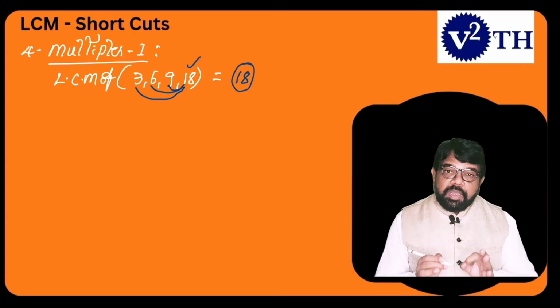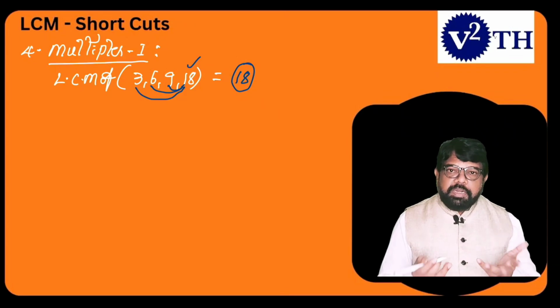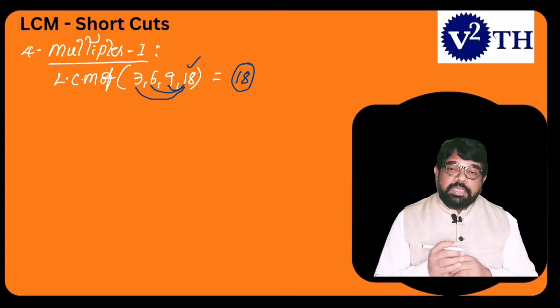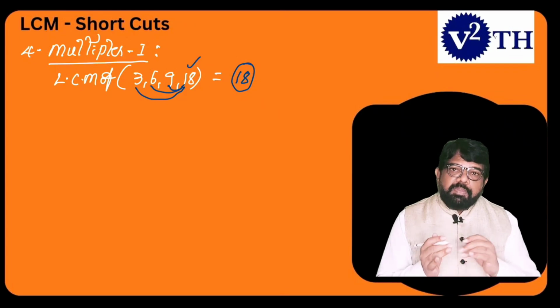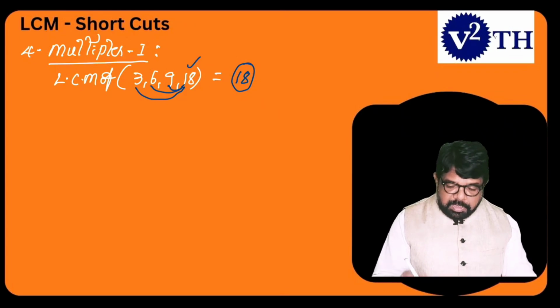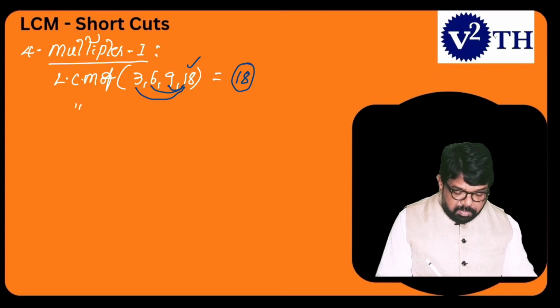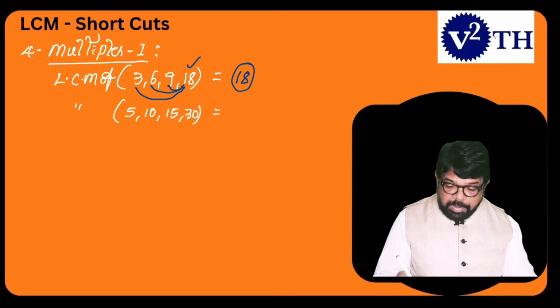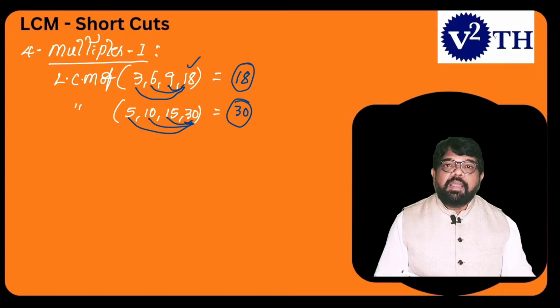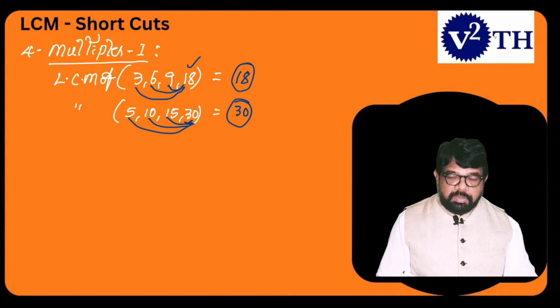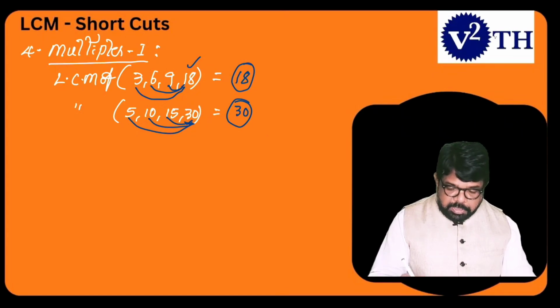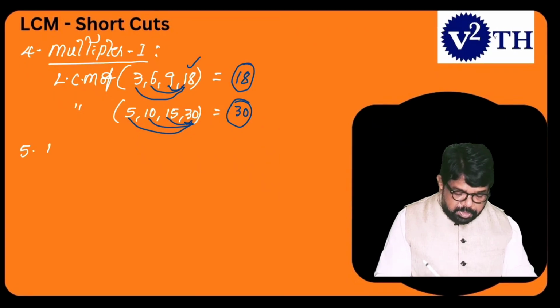LCM means the least value which is exactly divisible by the given numbers. That condition is also satisfied. So in the given values, observe the larger number. If the larger number is exactly divisible by the remaining numbers, we say that the larger number itself is the LCM. I will give some more examples. What is the LCM of 5, 10, 15, 30? 30 is divisible by 5, 10, and 15. So the larger number itself is the LCM. Understood?